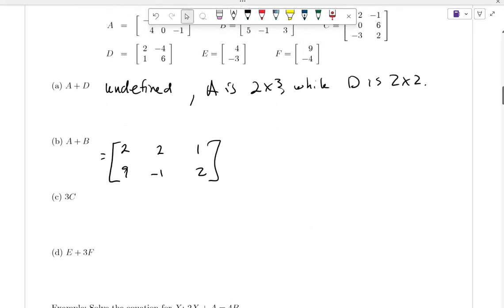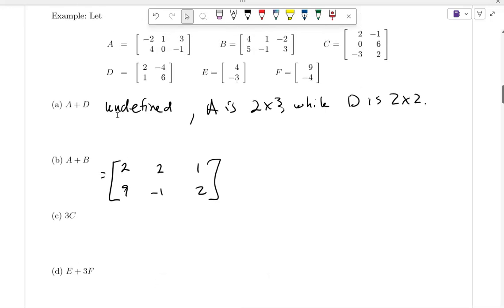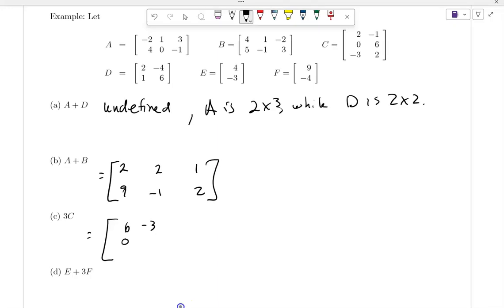Next one, 3 times C. 6, negative 3, 0, 18, negative 9, and 6. Good. Yep, I agree. Is that okay? Not too bad.